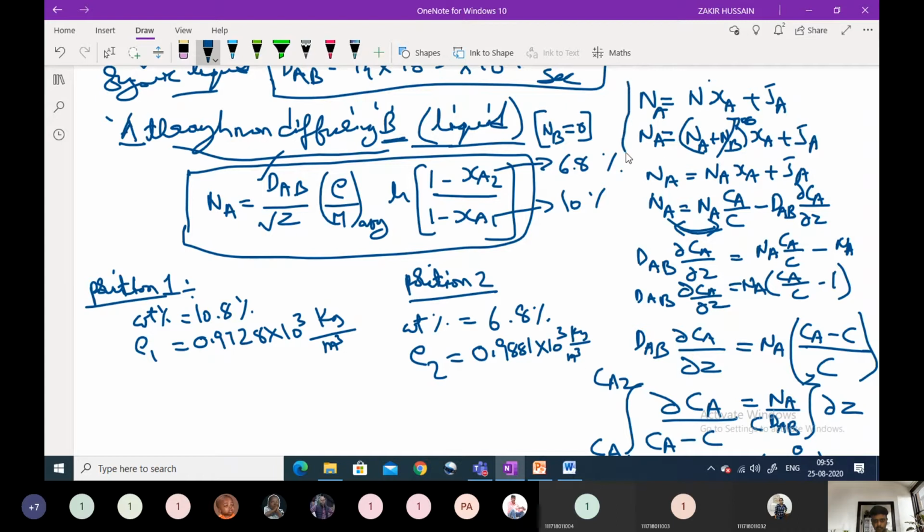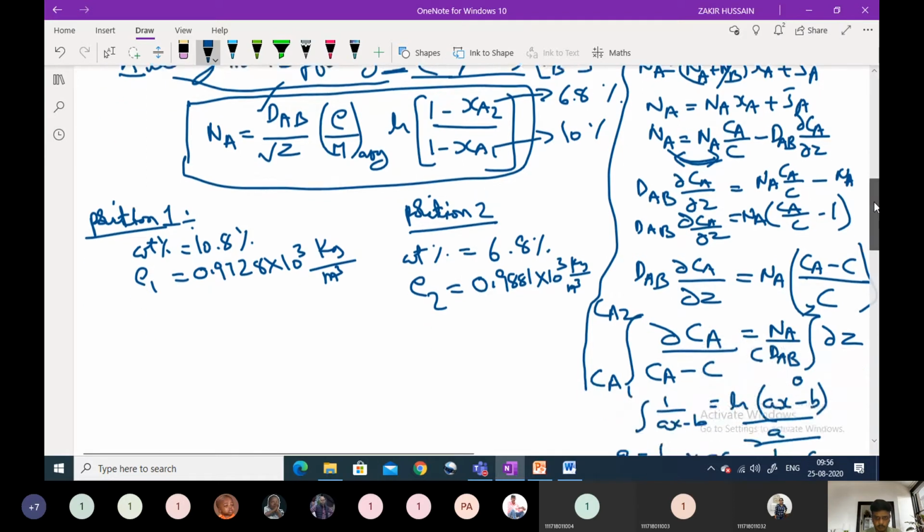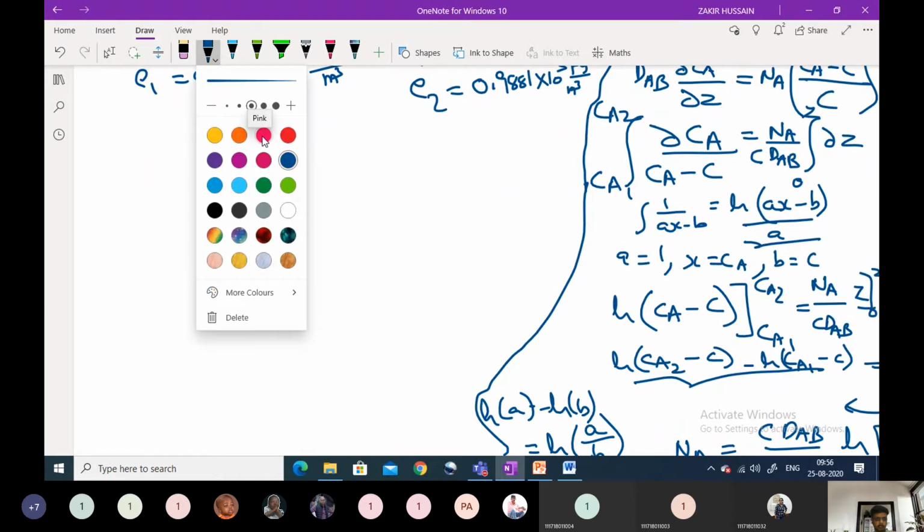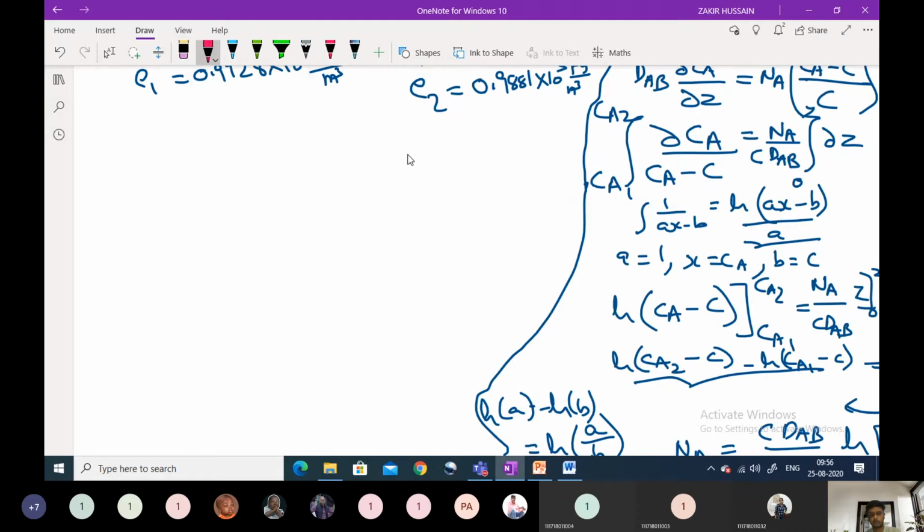So this is the derivation. Okay, I am using a different color for the problem solution so that it will be easy. Now, if you see, all the data required is in our hand.